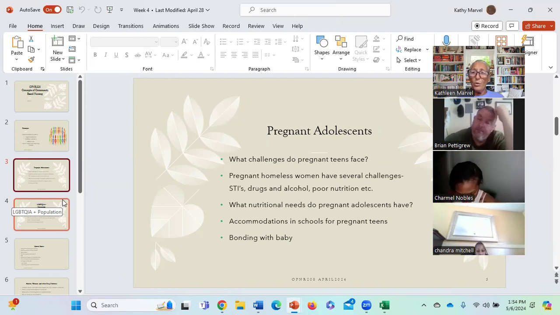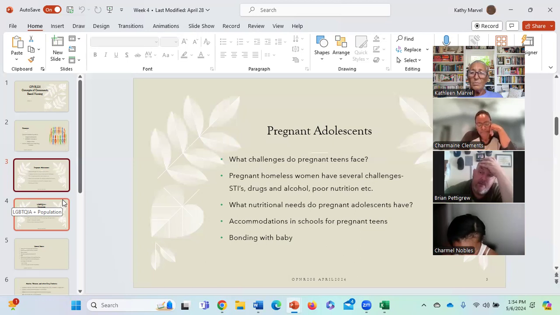Let's take that one step further. What about pregnant homeless teens? They have several challenges as well, in addition to everything we talked about. There's a higher risk for sexually transmitted diseases, addiction to drugs, drug dependence, and alcohol abuse. Also poor nutrition and poor birth outcomes, maybe challenging birth outcomes: premature births, miscarriages, stillborns, low birth weight babies.